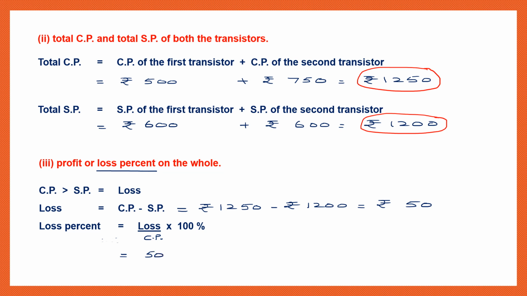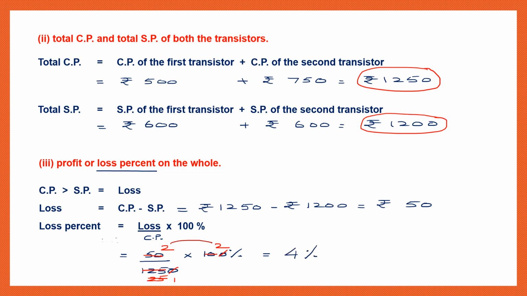Loss is 50 rupees divided by cost price, which is 1,250 rupees, this is something that we found, into 100%. So let's cancel first 1 0. Then we can cancel with 5. 5 2s are 10 and 5 into 25 is 125. Now we can cancel 25 and 50. So 25 ones are 25, 25 twos are 50. Now multiply the numerators. 2 into 2 is 4 and we have a percentage sign there, isn't it? So 2 twos are 4%.